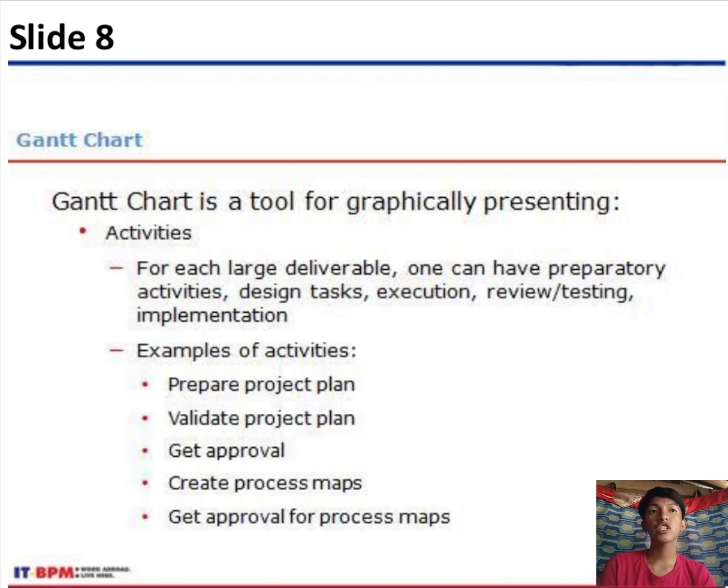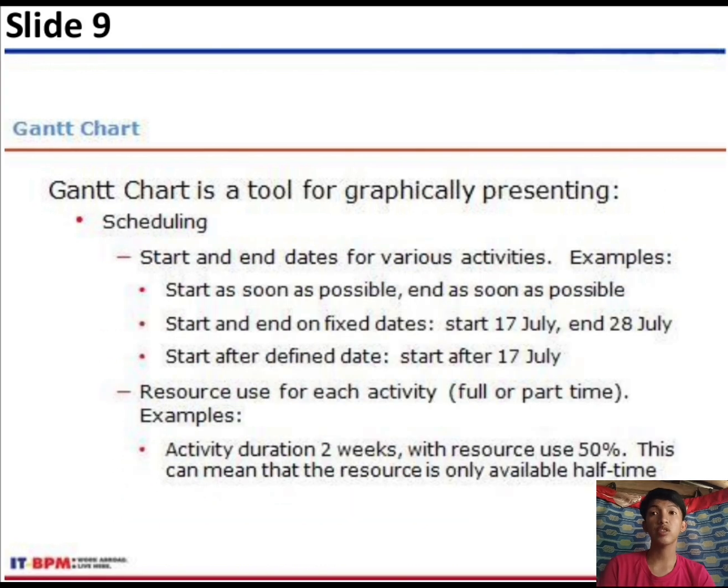For activities, for each large deliverable, one can have preparatory activities, design task, execution, review or testing, and implementation. So examples of activities are prepare project plan, validate project plan, get approval, create process maps, and get approval for process maps. So basically, the activities are the level 3 WBS. And for slide number 9, Gantt chart is a tool for graphically presenting scheduling.